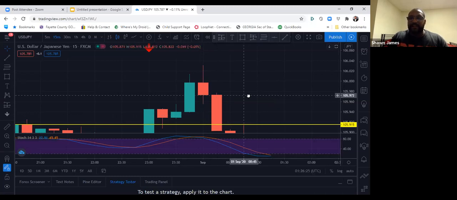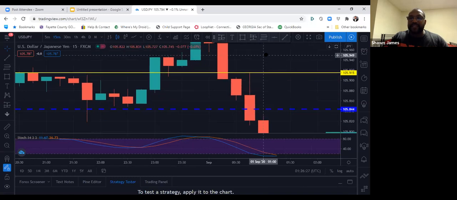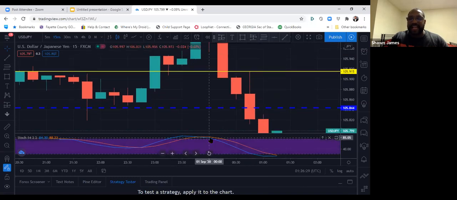Okay? Now, what's my second thing to help me is this right here, the stochastic. When the red crosses on top of the blue and it's at the very top coming down, that means that the trend had reached the top at this dotted area, the shaded area, and it's headed downward. So that lets me know it's ready to reverse and come down. That's my other confirmation.